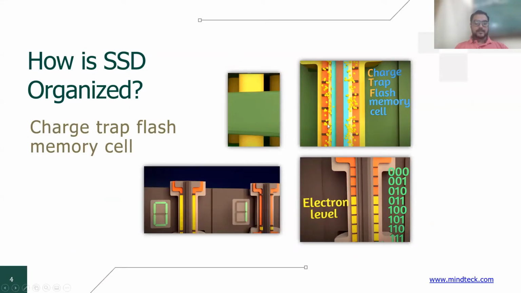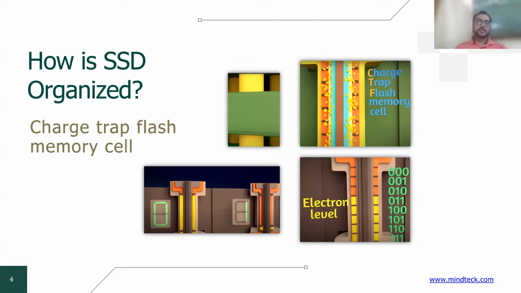In each cell, we can store information by placing different levels of electrons in the charge trap, which is the key component inside the memory cell. This is the charge trap, where we can store data by trapping charge inside the memory cell. So in each cell, we can store the information by placing different levels of electron charge there, which is the key component of the memory cell.